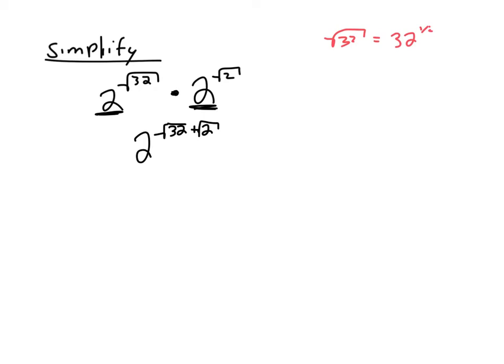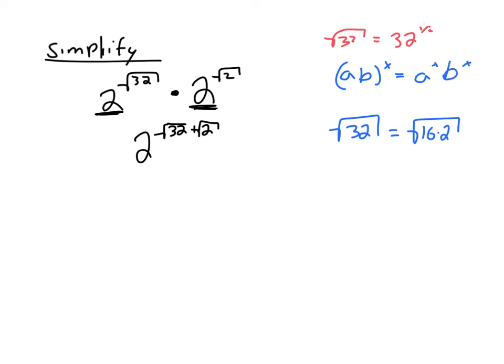Alright, now I can actually break this down further because I can break down the square root of 32. I'm going to do that over here. The square root of 32 is the same thing as the square root of 16 times 2. I can use the rule that a times b to the x is the same as a to the x times b to the x. I can use that rule and then I can break this down. So this is the square root of 16 times the square root of 2.